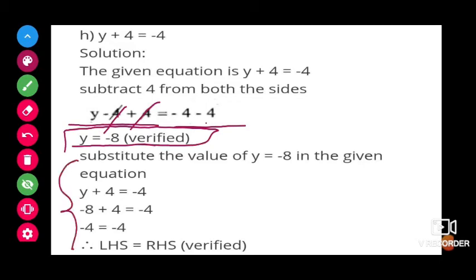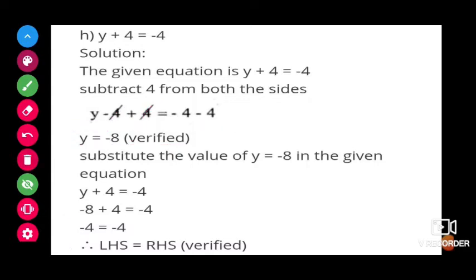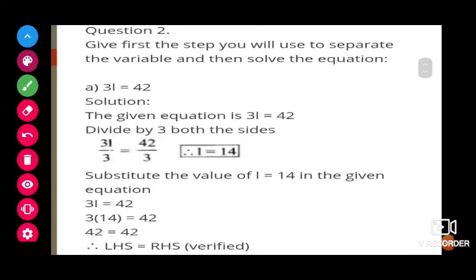This is the answer. Now we have to verify whether it is correct or not. Will you do that? Yes, do that. Substitute the value whatever we got in the equation, and if you get the same answer, then the thing is verified. If you get a different answer, then it's not verified. Means the answer is wrong, like that.